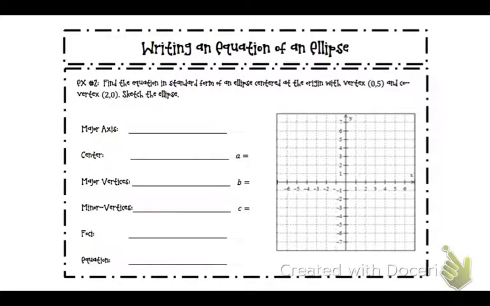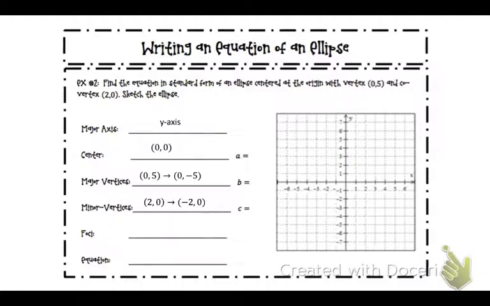Let's do another one. We need to find the equation in standard form of an ellipse centered at the origin with a vertex of (0, 5) and a co-vertex of (2, 0). Well, let's start with what we know. We know the center is at (0, 0). We know one of the major vertices is (0, 5), which also means we have a major vertex at (0, -5), because you have to go in both directions. And we know one of my minor vertices is (2, 0), which means another one would be (-2, 0), because you have to go in both directions.